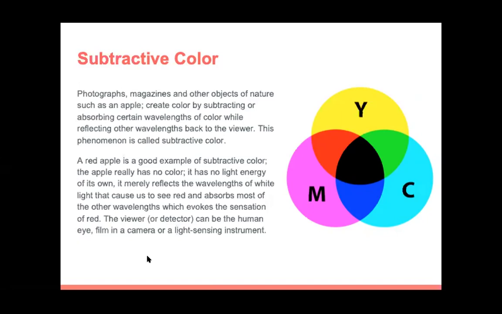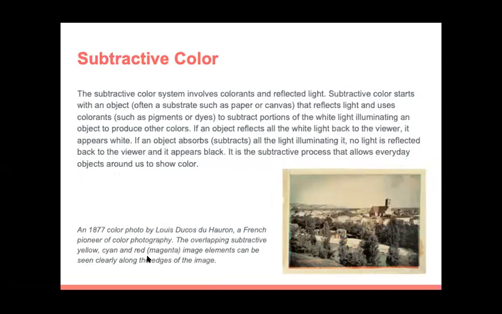The apple really has no color. It has no light energy of its own. It merely reflects the wavelengths of white light that cause us to see red and absorbs most of the other wavelengths, which evokes the sensation of red. The viewer or detector can be the human eye, film in a camera, or light sensing instrument. So the subtractive color system involves colorants and reflected light.